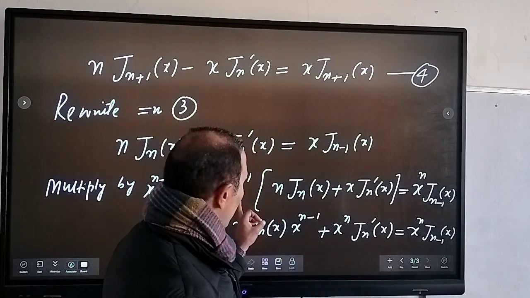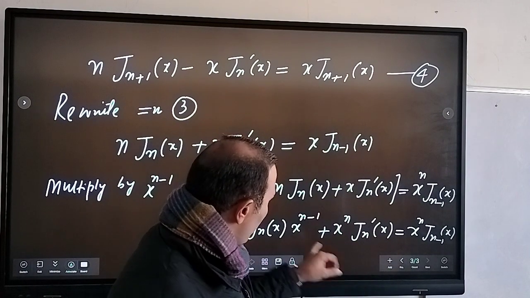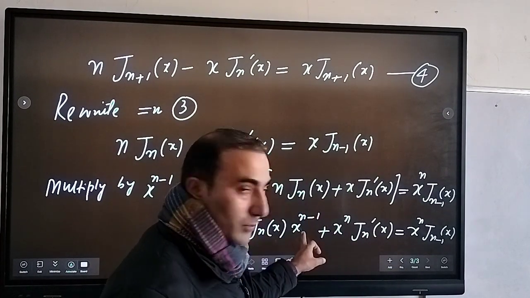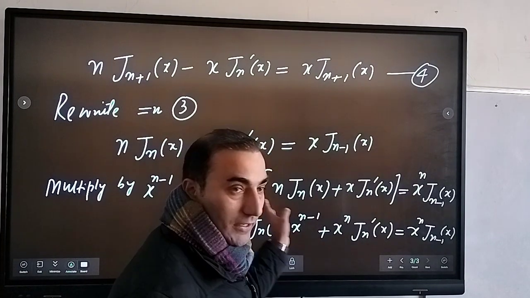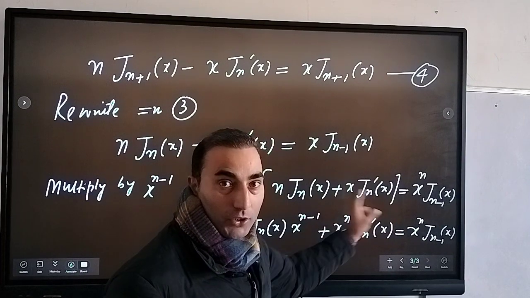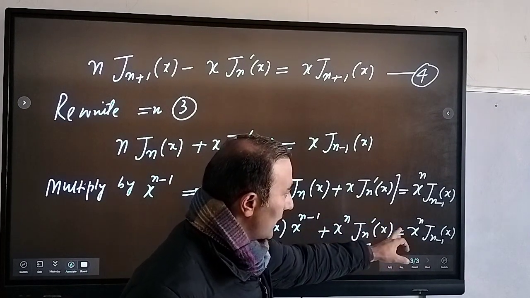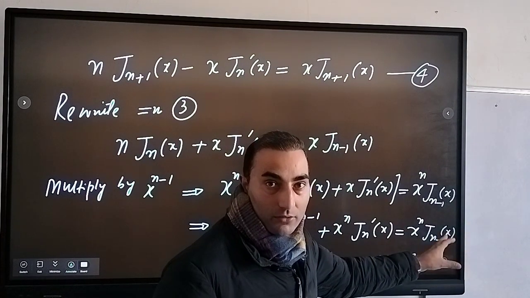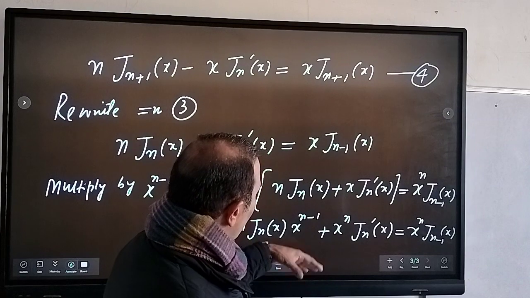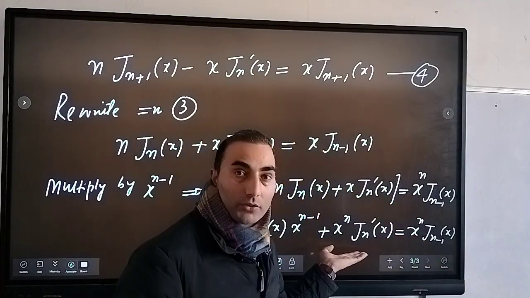I simply multiplied x raised power n minus 1 to the whole equation. The first term becomes n Jn of x times x raised power n minus 1, and now multiply x raised power n minus 1 to the second term. Our second term is x times Jn dash of x, and because it is x raised power n minus 1, it will be x raised power n here. On the right hand side, because you are multiplying by x raised power n minus 1, we already have that x here, so it will be x raised power n J n minus 1 of x. So let's have a look at the left hand side.